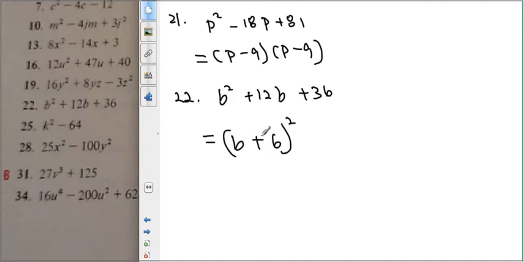Notice that whenever it's a perfect square, half of the middle term is the square root of the last number, or in other words, half of the middle term squared becomes the last number. That is the perfect square, and that's what we have seen from two questions here. Number 23.